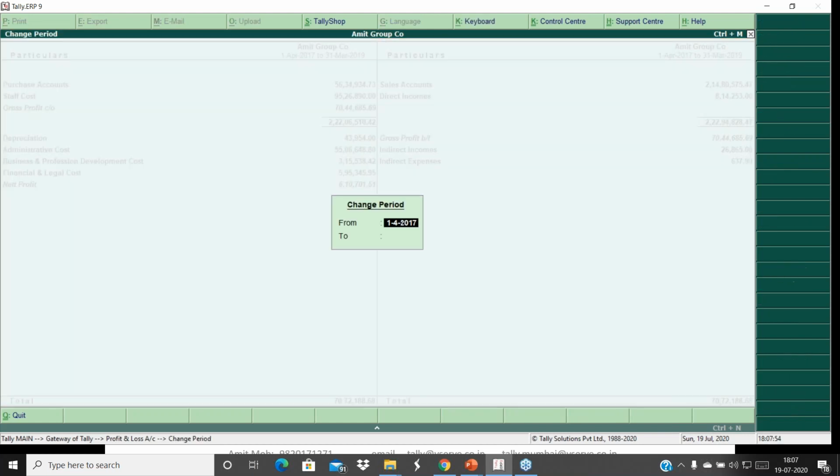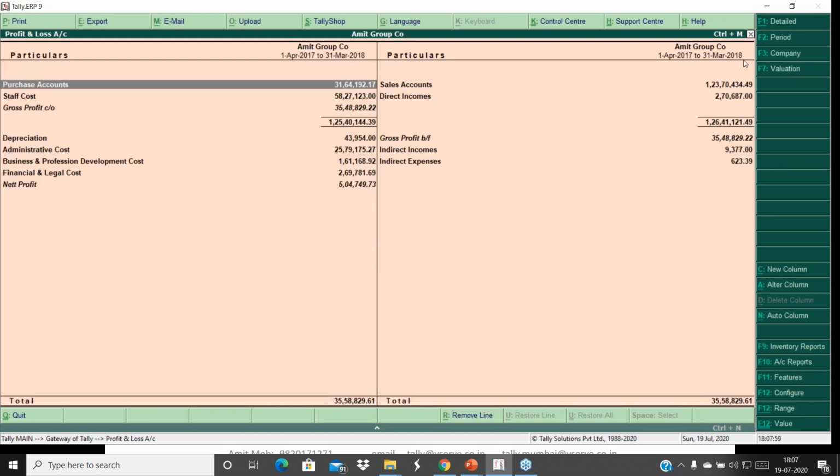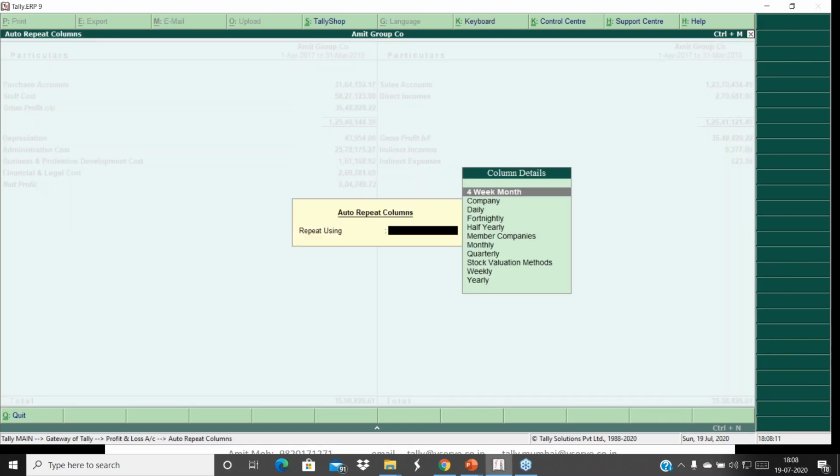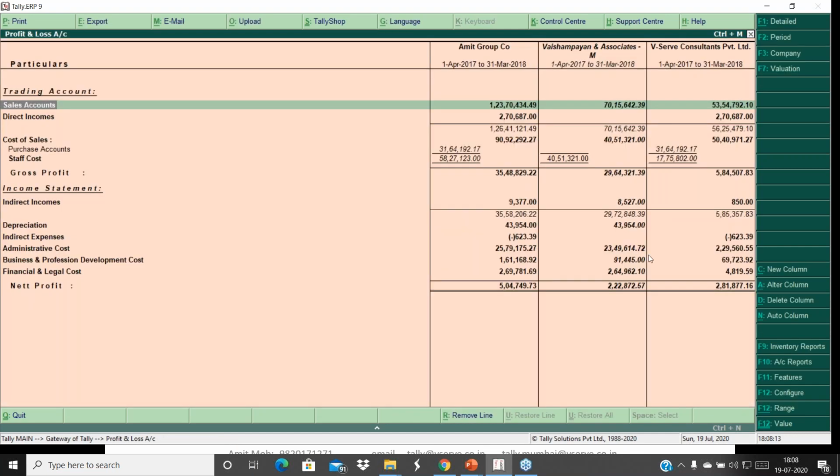Let me change the period to 2017-18. Now this is the profit and loss account of my entire group. Now I want to see it broken up company-wise, so I can simply say auto column and company. Now I'm in a position to see the group company as well as the breakup of all the companies in it. Most of the time, this is one of the requirements of the customers, that they need to know how to see this.